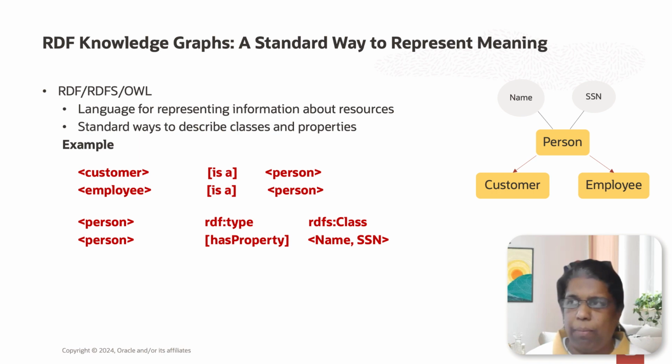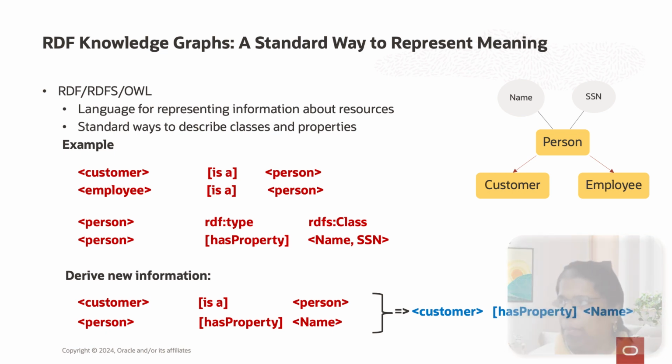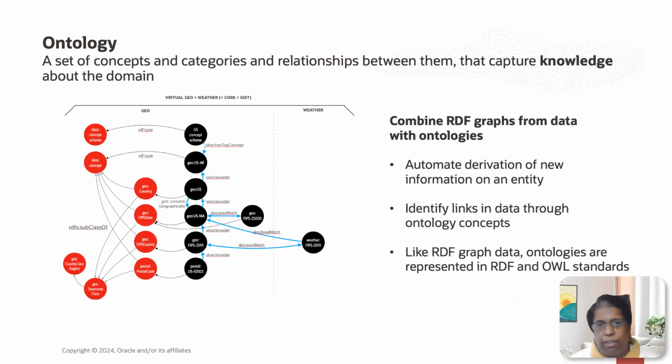And once you have this information, the standard also helps you derive new information. So since a person has a name and a customer is a type of person, then it follows that the customer also must have a name. So you can automate getting new information from curated information provided by experts. So you can build up knowledge about a domain to create what I said, an ontology, which captures information about a domain.